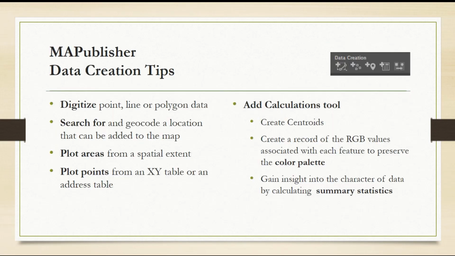The data creation toolset functionality makes it easy to geocode when data is in tabular format. Georeference data that is in an unprojected raster format, plot points or areas, create centroids, calculate statistics to gain insight into the character of the data, and even create a record of the RGB values associated with each feature.